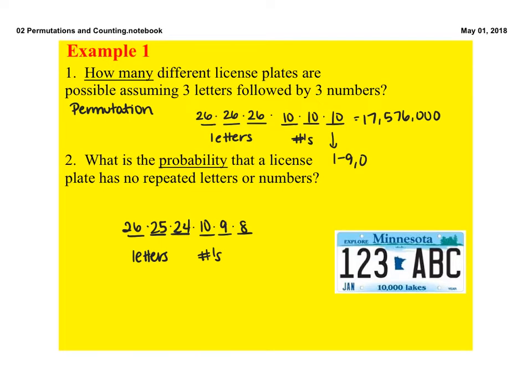So I'm going to put this into my calculator. So we get 11,232,000 different ways. That significantly cuts down the number of license plates by a lot, like 6 million.